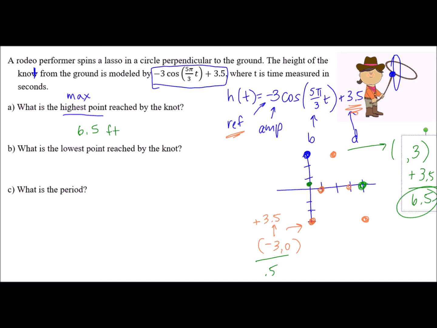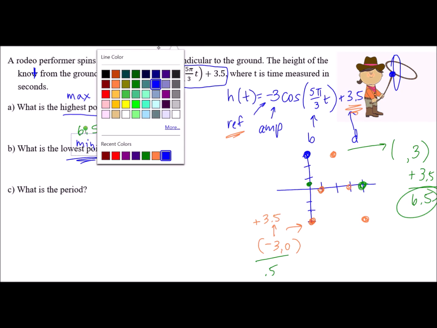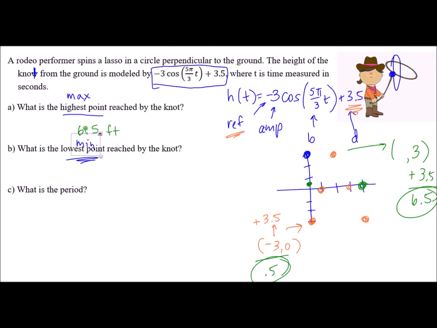Then it says, what's the lowest point? Well, the lowest point means minimum, which is that other point we found. This guy right here. So 0.5 feet. I mean, it could reach that high, I guess. Then it wants to know the period. Now, period would be how long it takes to make one loop, right?